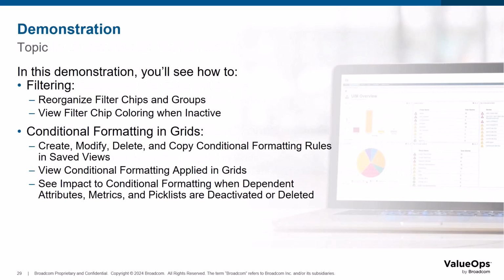In my demonstration, we'll take a look at how you can reorganize filter groups and filter chips, and then we'll take a look at what inactive filters will look like. We will also create, modify, delete, and copy conditional formatting roles that will be applied to grids. We'll view the application of those roles in the grids, and last, we'll understand any impacts to conditional formatting when you have dependent attributes and metrics and pick lists whenever they're deactivated and or deleted.